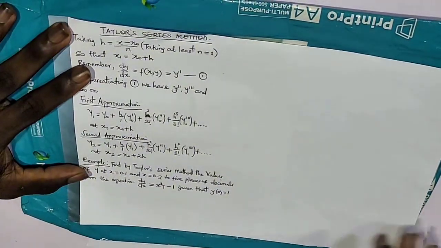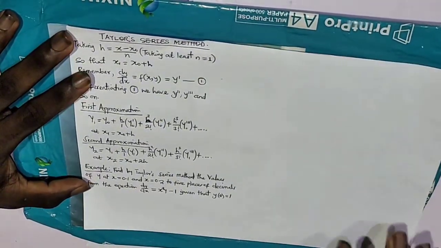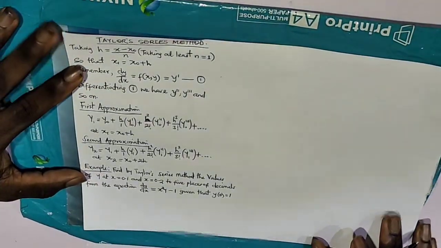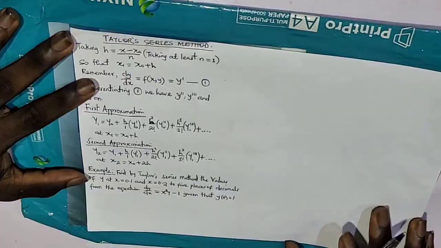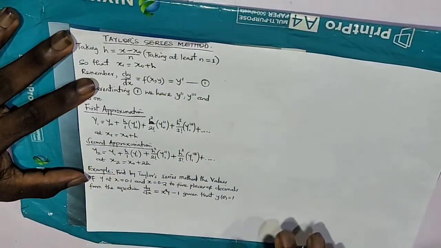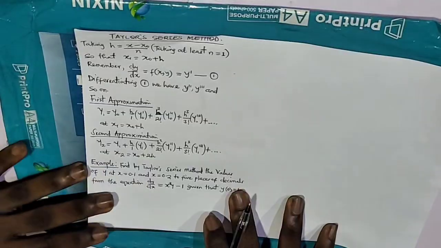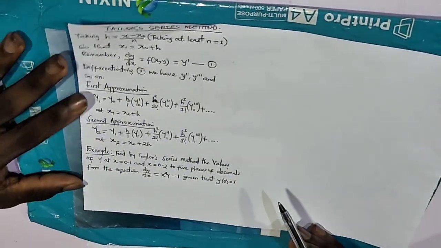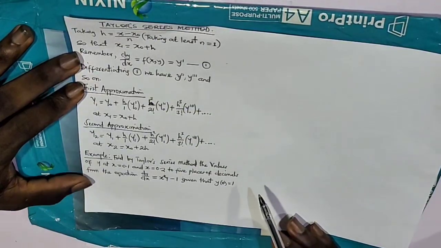Today we'll be treating the Taylor series method, also a typical example of ordinary differential equations. Remember, in our last videos we were able to treat Euler's method and Runge-Kutta. So today we'll be working with Taylor series, and here in my book are already written the steps necessary to follow when solving using the Taylor series method.